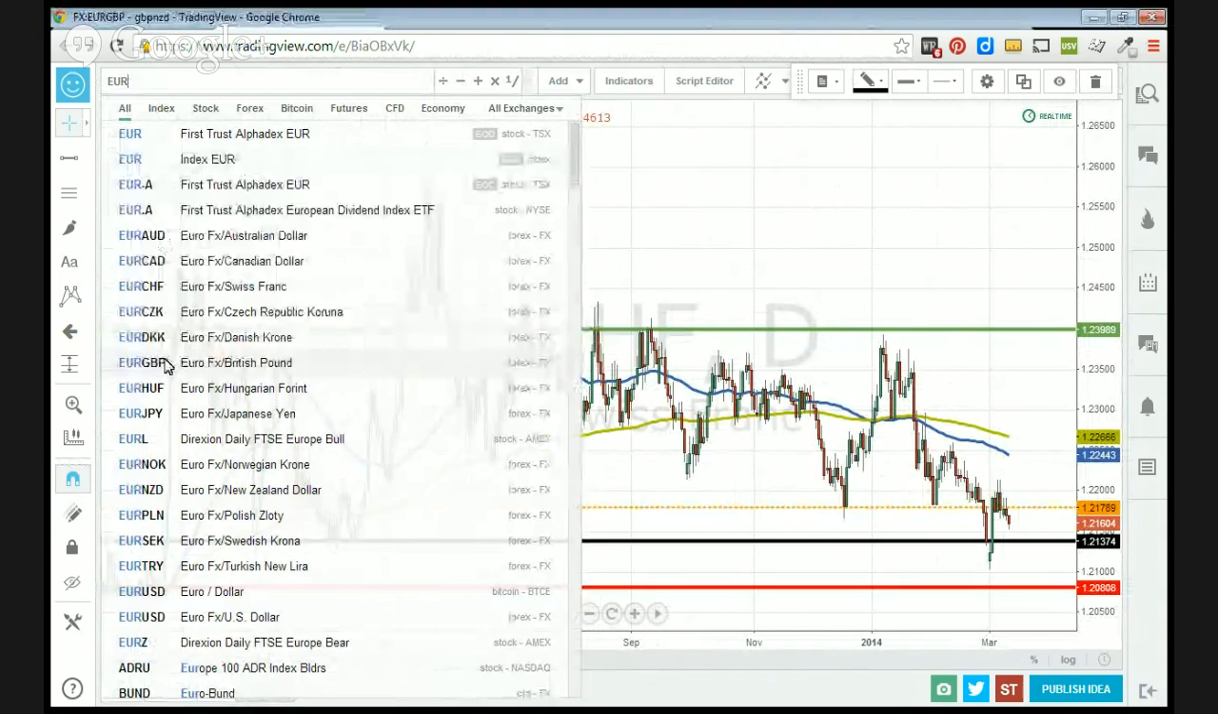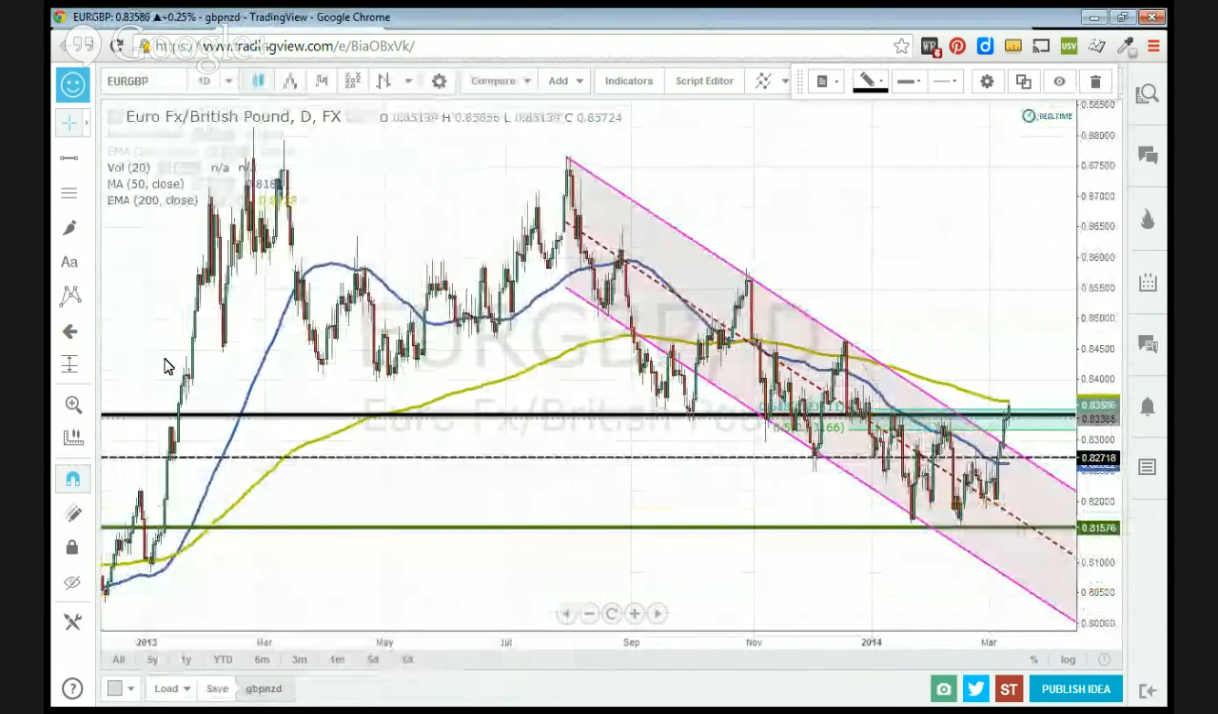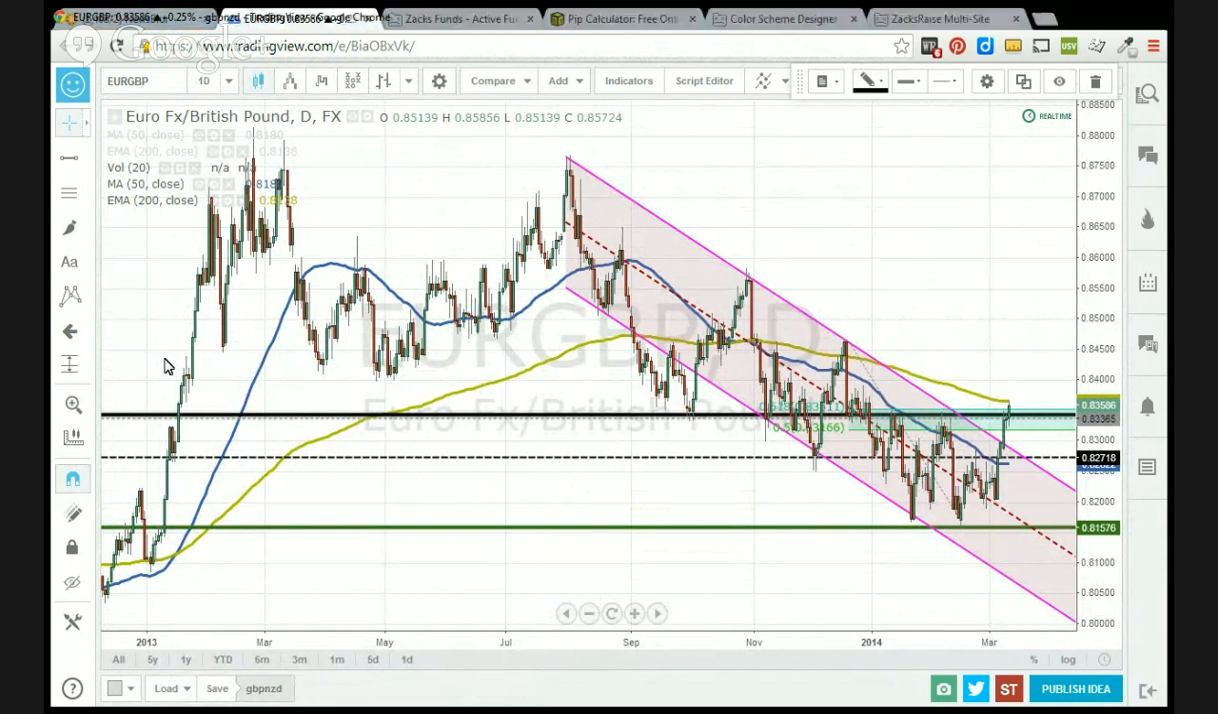Euro Pound. Okay. Still in an uptrend here, and now we are at support. Okay, so we're at the 200 exponential moving average. This could be a really nice short opportunity on Euro Pound. However, I do want to see candlesticks confirm. So we've got Fibonacci confluence there.